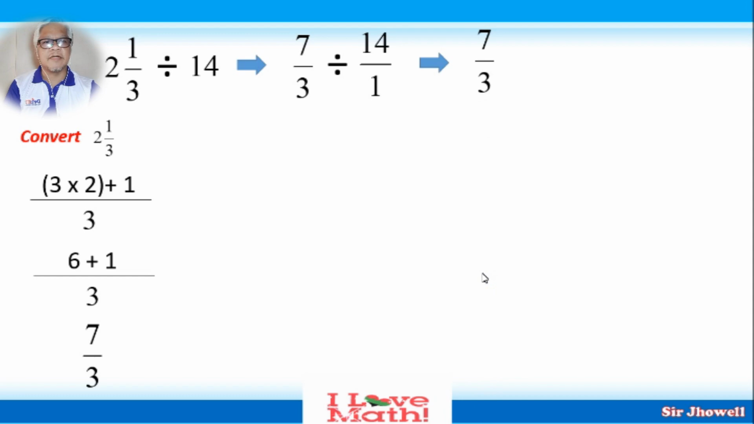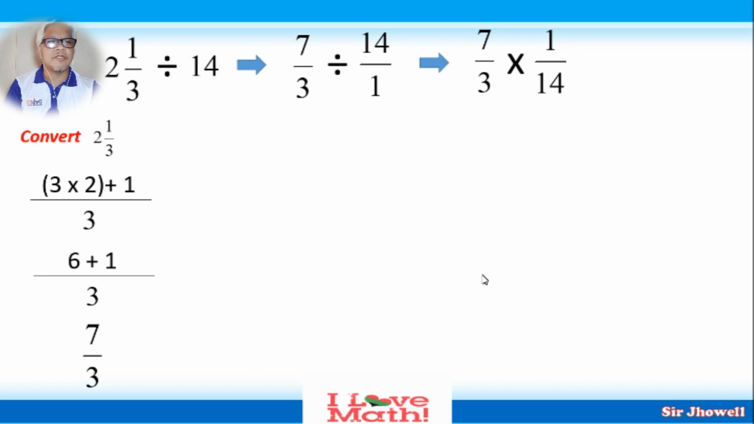It is 7/3, then division, change it into what? Multiplication. Then what? Ano kasunod natin? 14 over 1 pa rin ba? Nope. Dapat magiging na siyang reciprocal na 1 over 14. So then, our new problem is 7 over 3 times 1 over 14.